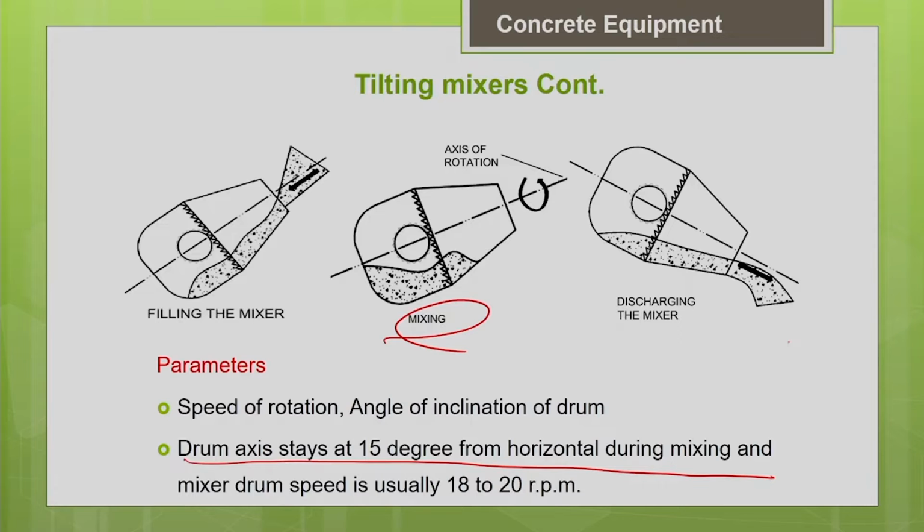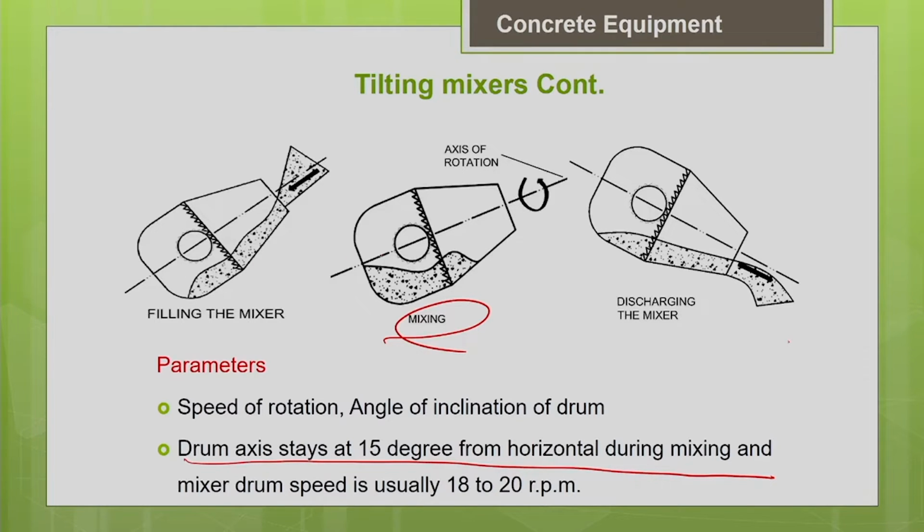So this is because one basic thing, as you know already, is if I keep the drum vertical, obviously your blade won't be able to lift the material. So you cannot keep the drum vertical and do the mixing. Obviously, you cannot also keep the drum completely horizontal. Okay, if I keep it completely horizontal at 0 degree, even that is not possible.